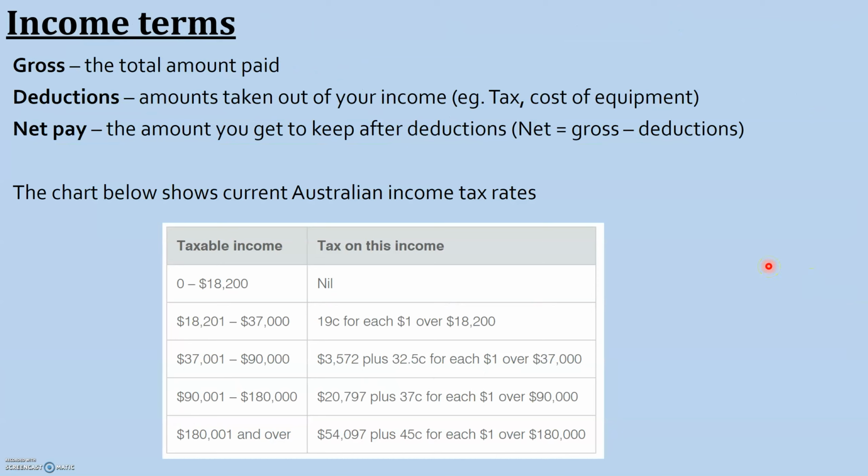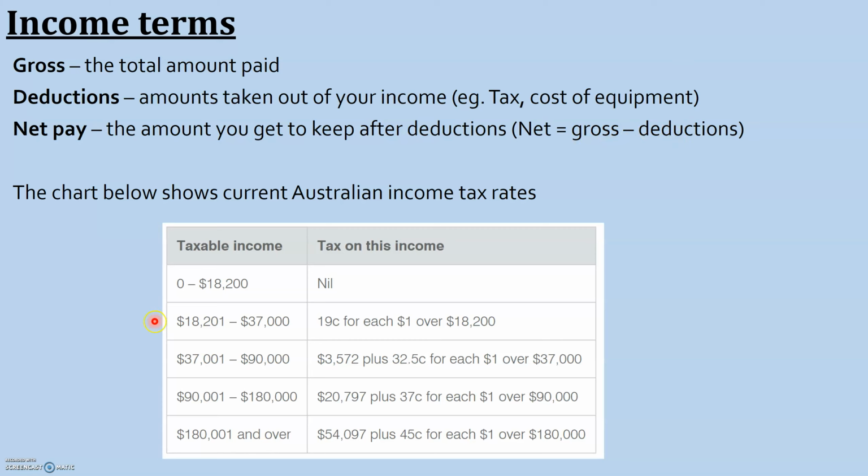All right, now there's some terms that you might not be familiar with, which you need to know. The gross is the total amount that you're paid. Deductions are things that take away from that. So for instance, there's tax, maybe you have some equipment that you need to pay for to do your job. Maybe you have union fees or some other costs that are taken out of your pay. And your net pay is the amount that you actually get to keep and spend after deduction. So the net pay is the gross pay, take away deductions.